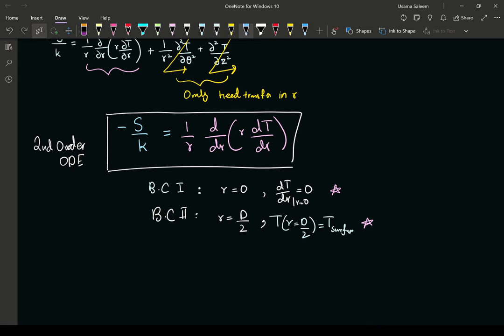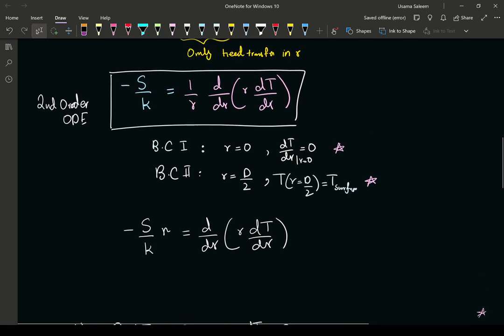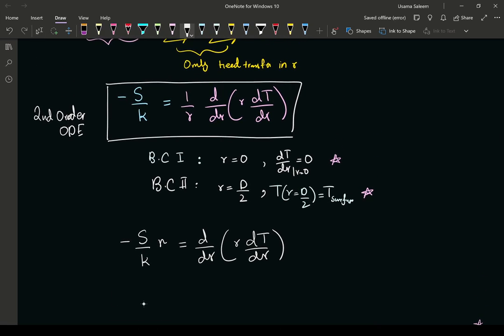Okay, let's start integrating. Which color should I use? I'm going to go with white. Negative s over k times r. Okay, I just did some algebra, which you guys are smart enough to figure out. Good. Very nice. So, my first integration with respect to dr, with respect to radius, is going to give me negative s over 2k r squared plus c1.